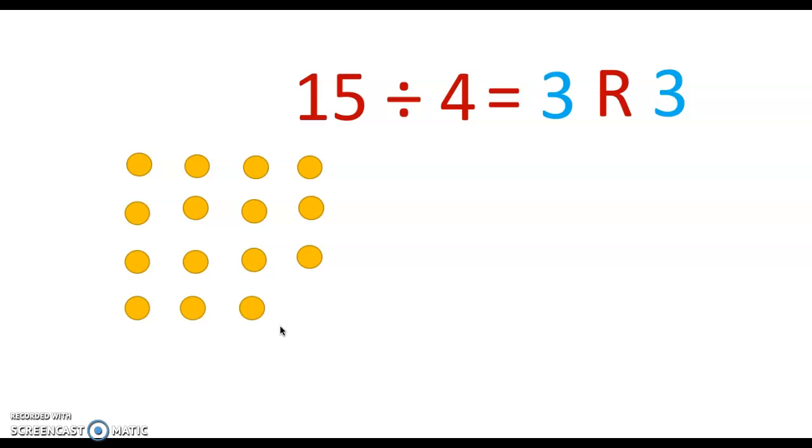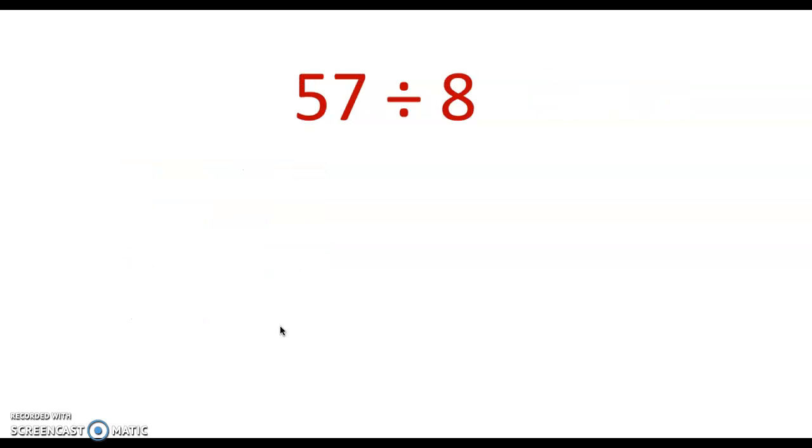Let's try another one like that. We're going to have 57 divided by 8. So let's make our rows of 8. 1, 2, 3, 4, 5, 6, 7, 8. I'm going to keep adding dots below until I get all the way up to 57.